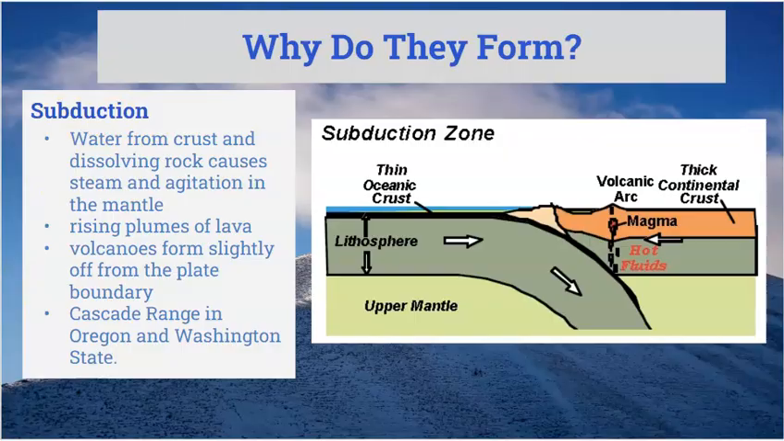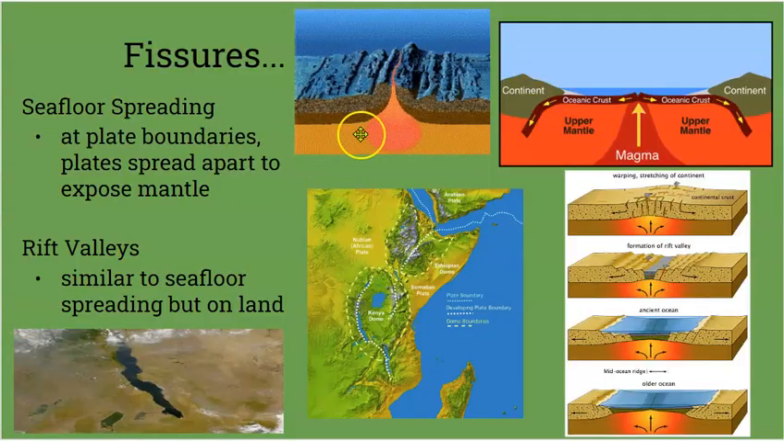Pretty interesting stuff. We also will have fissures, right? So we can have seafloor spreading, where we have divergent plates.